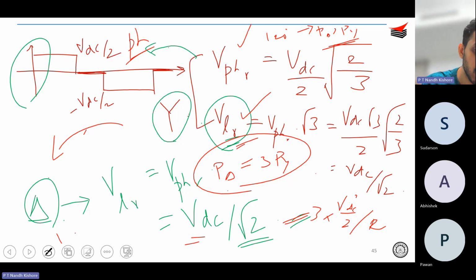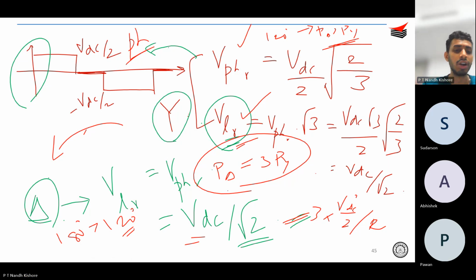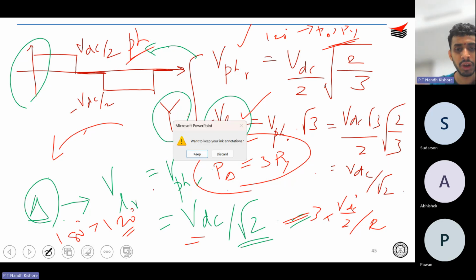And you also know that in 180-degree mode, the output power is more than 120-degree mode because switches are on for more time. So if let's say someone asks you, I have a three-phase inverter, I can configure it in either delta or star. I can run it as 180-degree or 120-degree. In which mode will I get maximum output power? To get maximum output power, in which mode will you run?